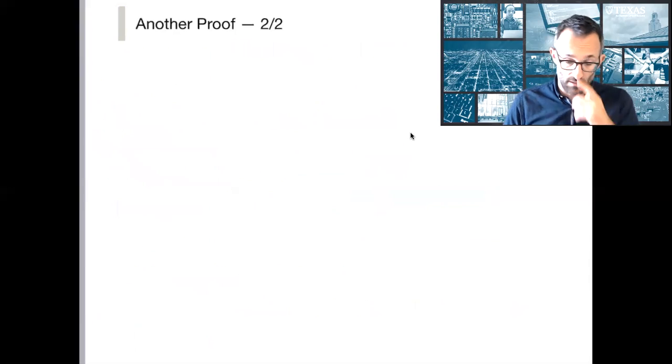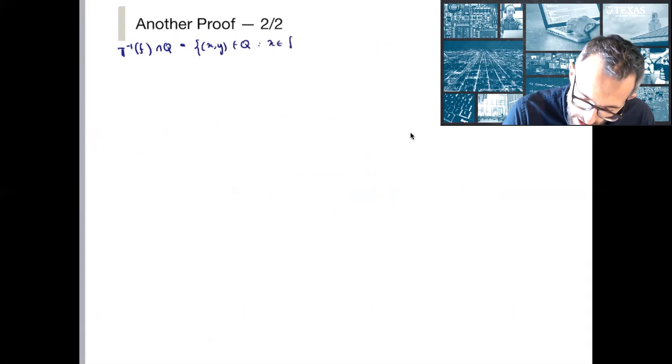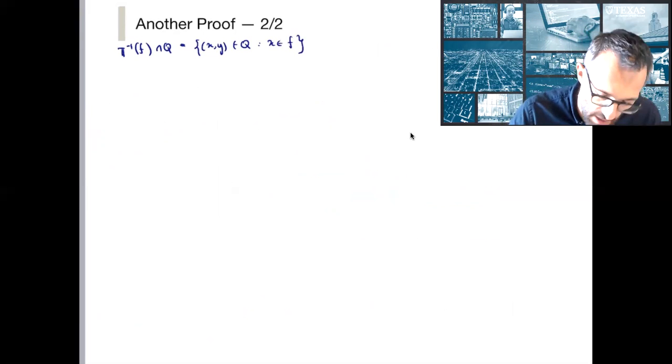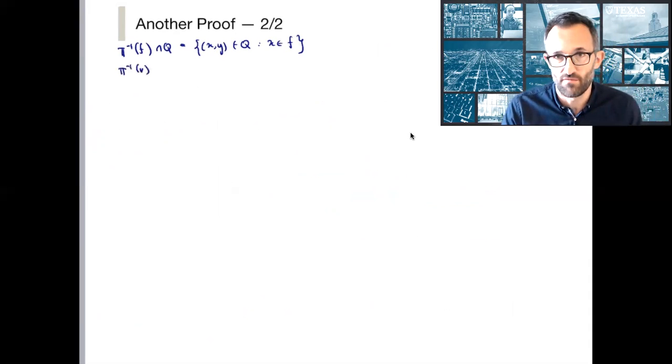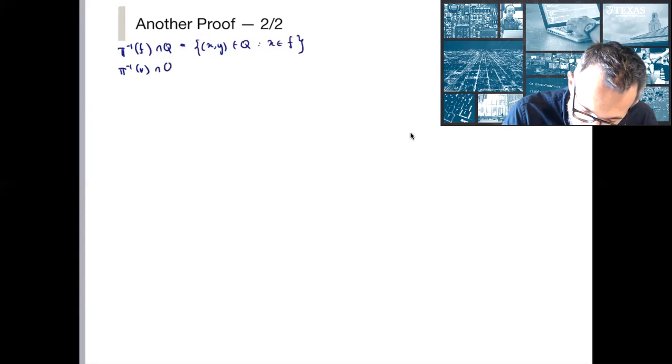So let's see this. Okay, so pi inverse of F intersect Q is equal to all pairs xy in Q such that x is in F, just by definition of how we wrote our polytope. Because the projection is indeed just the first coordinates. The affine map is just the first coordinates. And the inverse of V is similarly all V comma y in Q.